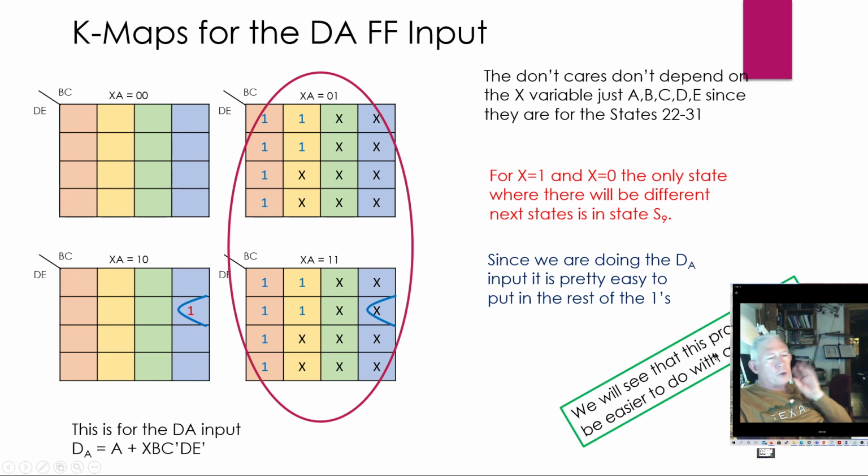So we'll see later on, we'll take a look at this problem again, and we'll show that if we use an SM chart, it's going to be a lot easier to solve this one, because 6 variable K-maps are very difficult and challenging. Okay, so that's pretty much what I wanted to cover.